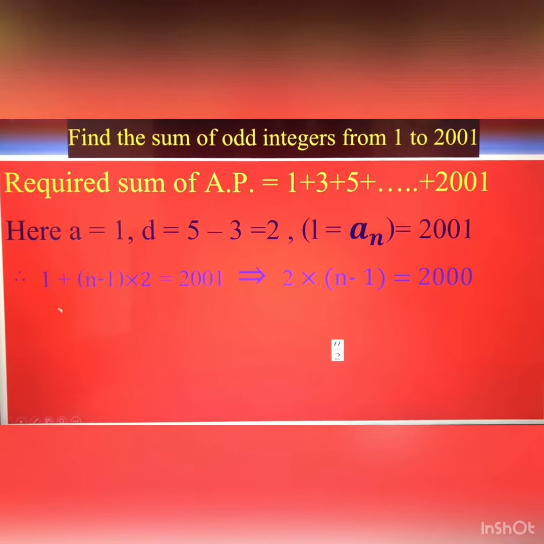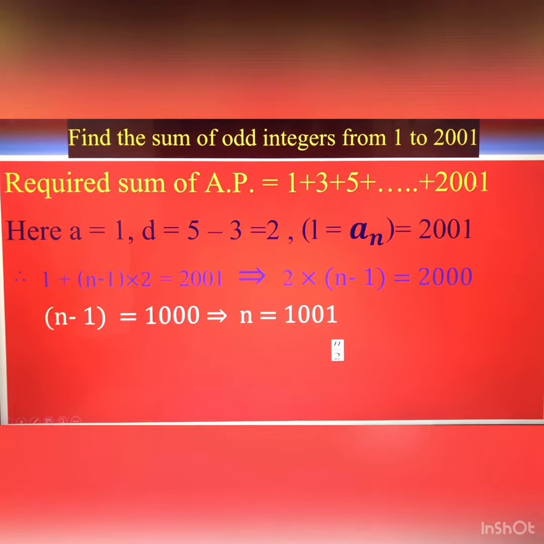Let us take it as n. So we will put (n minus 1) into 2 equals 2000, because this 1 is transposed to the right side, so 2001 minus 1 means 2000. That is 2 into (n minus 1) equals 2000. This gives n equals 1001.